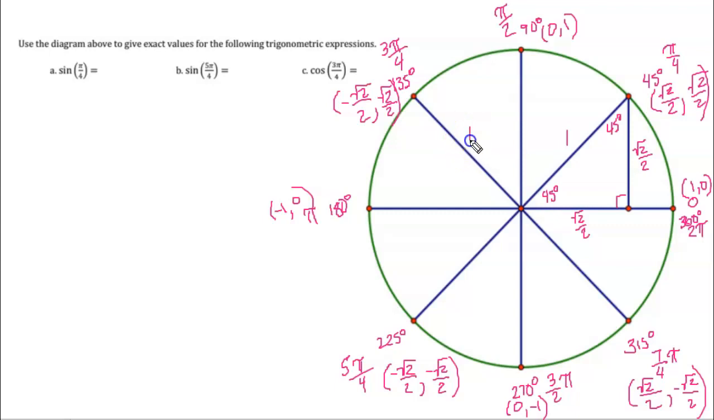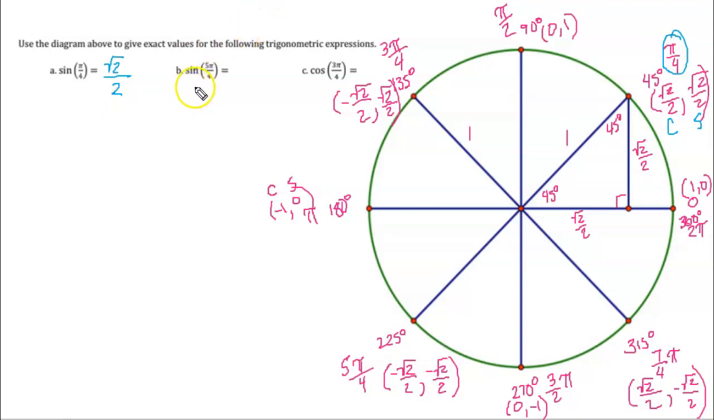Because we have a radius of 1, we know that the x value is the cosine and the y value is the sine. So we can answer these questions. What is the sine of pi over 4? Well, where is pi over 4? Pi over 4 is right here. This is its cosine and this is its sine. So its sine is the square root of 2 over 2.